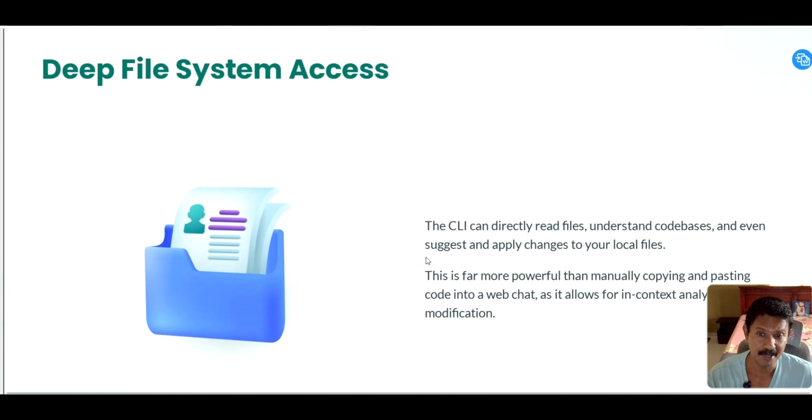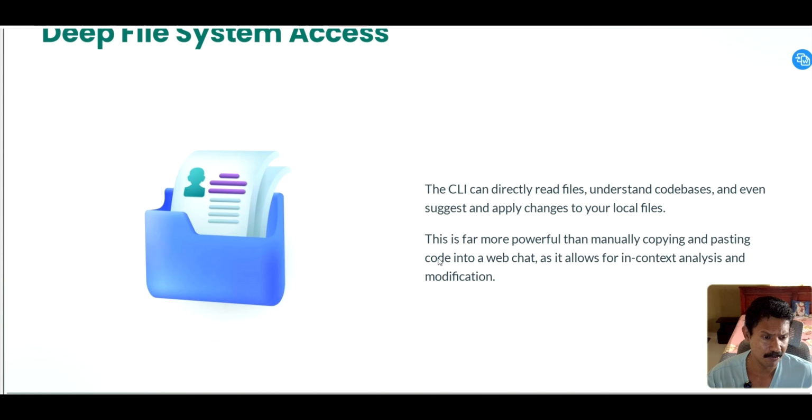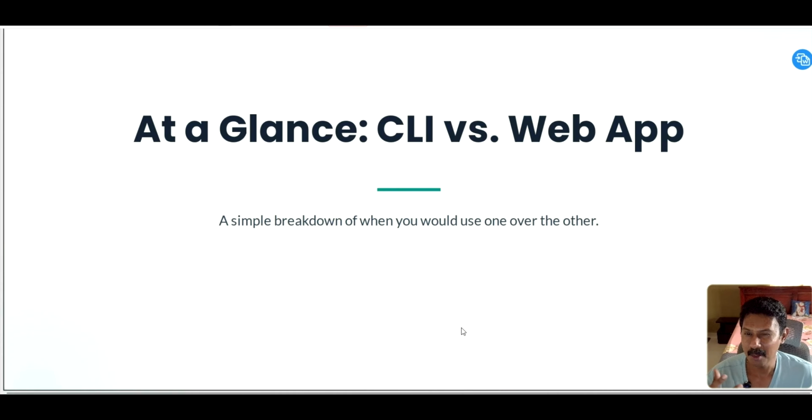It gives you deep file system access. The CLI can directly access files, understand code bases, and even suggest and apply changes to your local files. This is far more powerful than manually copying and pasting code into a web chat, as it allows for in-context analysis and modification. Now, many people ask, why would I go to the botheration of using a CLI? Why not directly use the web app or the browser for using an AI agent? Well, let's do a comparison on why you should prefer one over the other.